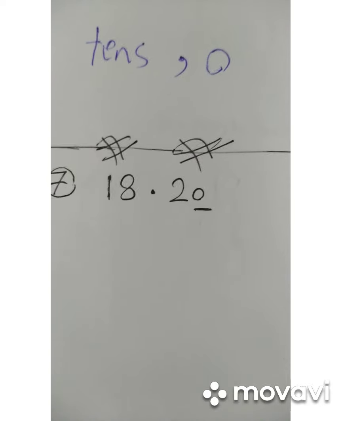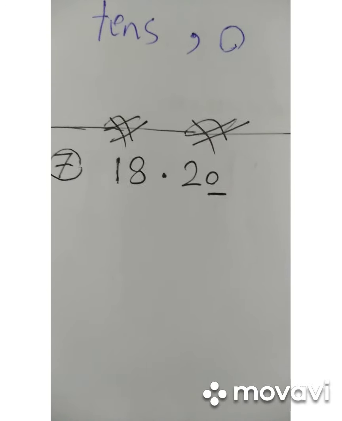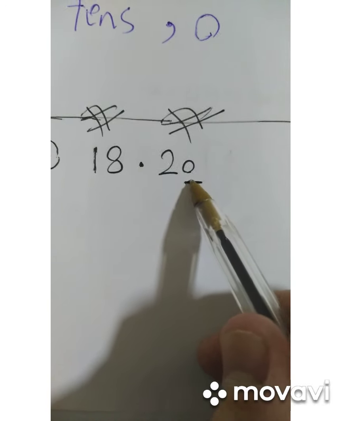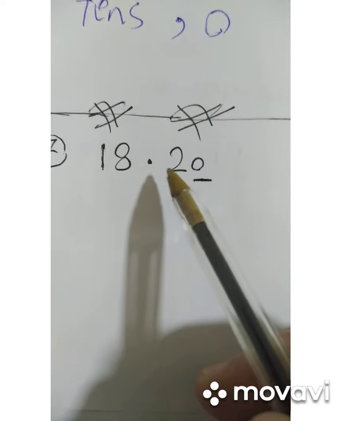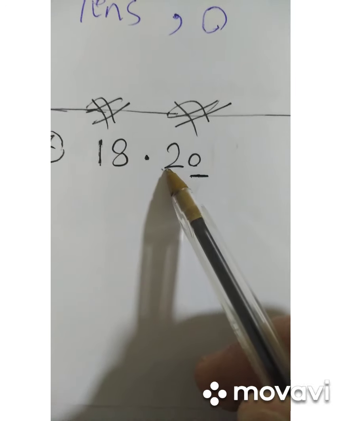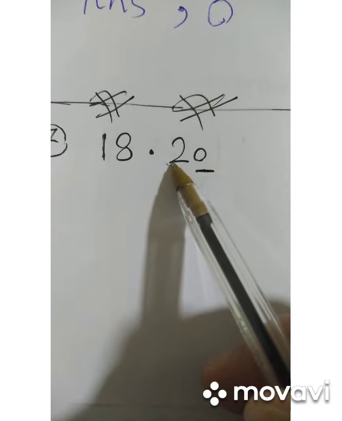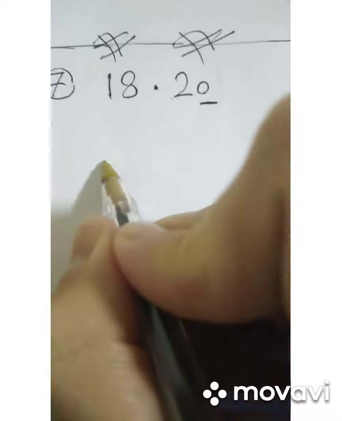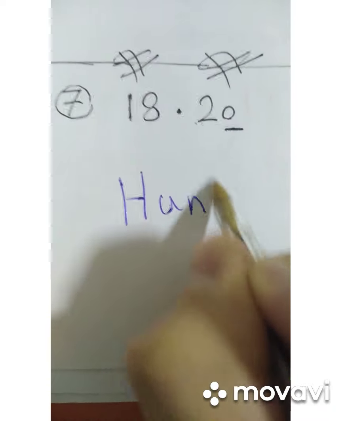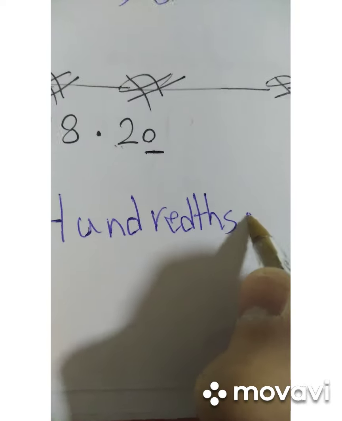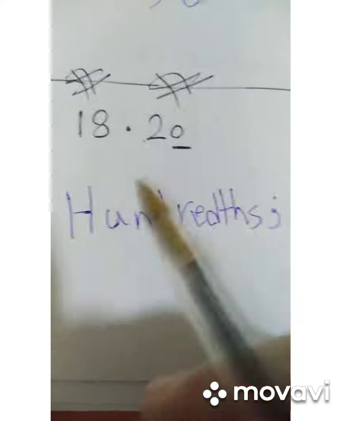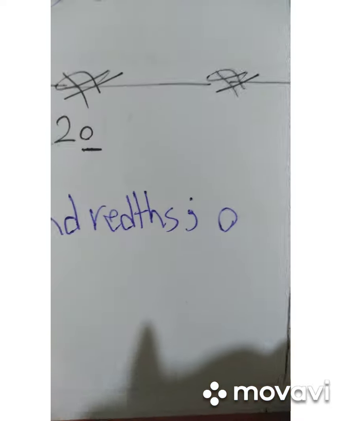Number 7, 18 and 20 hundredths. The underlined digit is 0. What is the place of 0 now? We know that the first place after the decimal point is called tenths, and the second place is called hundredths. So, its place is hundredths. What about the value? We said before that the value of 0 at any place equals 0.